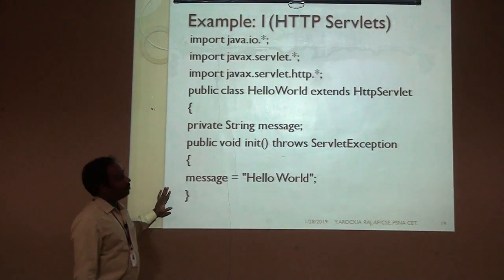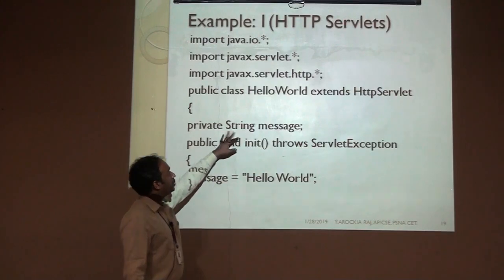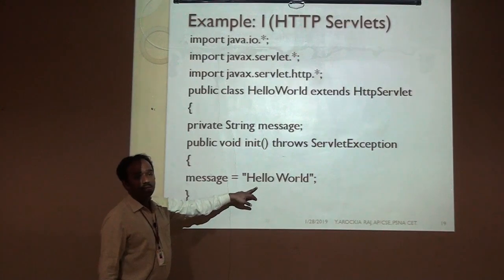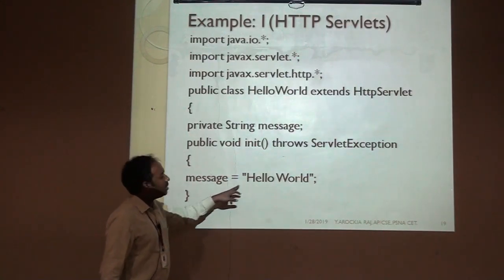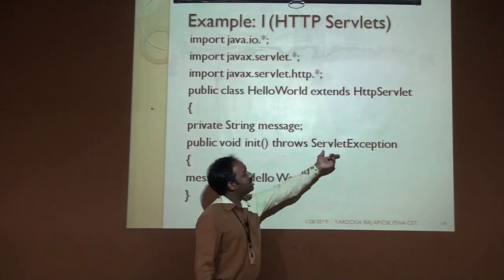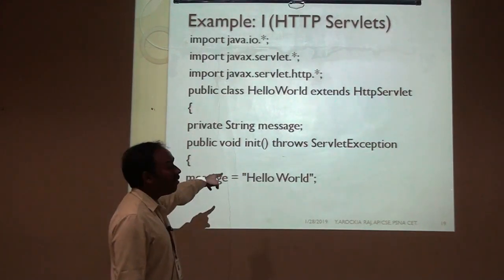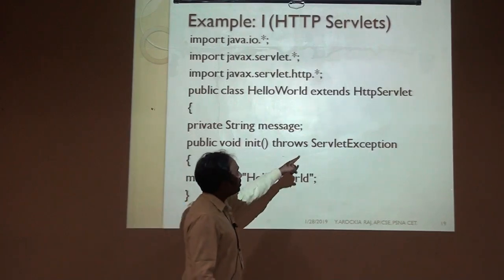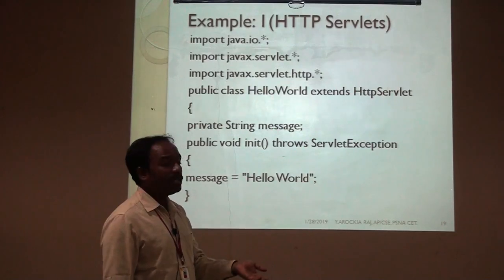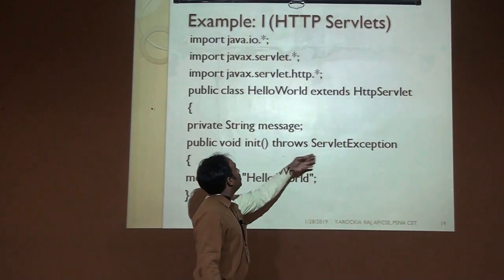Inside the program, I am giving a variable message, which is a String. Inside the init method I am initializing the message variable as hello world. See the init method, I am writing throws ServletException. Why should we write this throws ServletException? Because this init method may raise an exception, that is ServletException, so we have to handle it. You can go for a try catch or the throws approach. Here I just use throws to handle that ServletException. That's why I wrote it here.